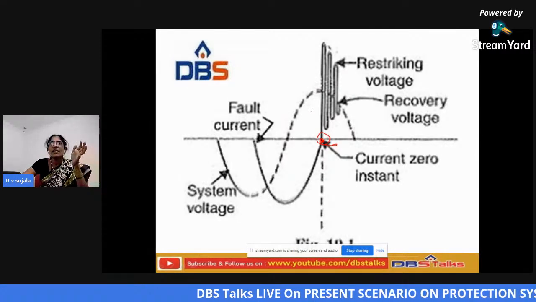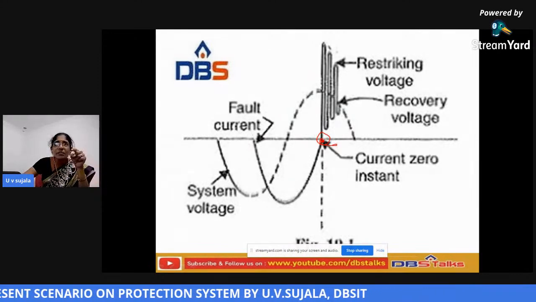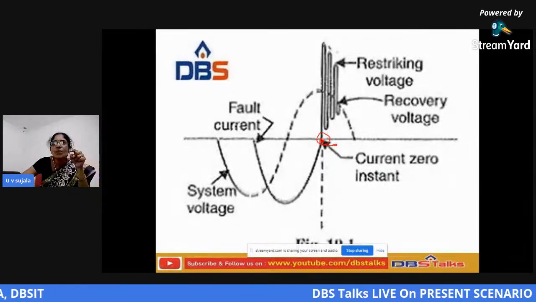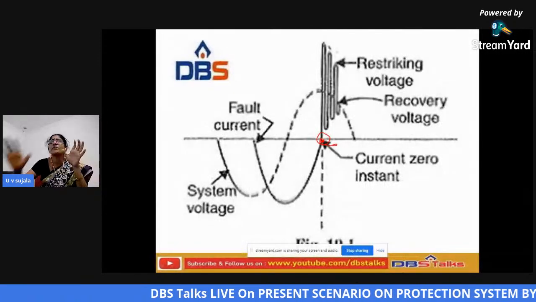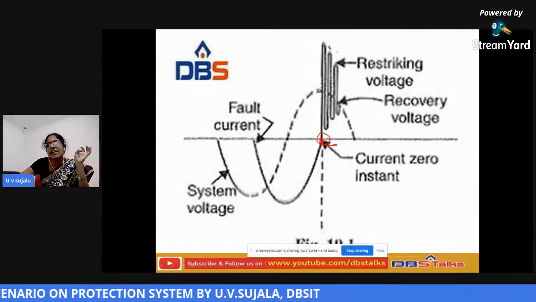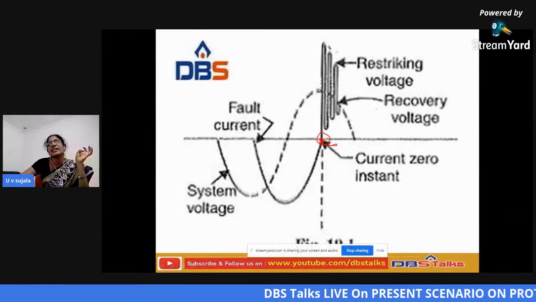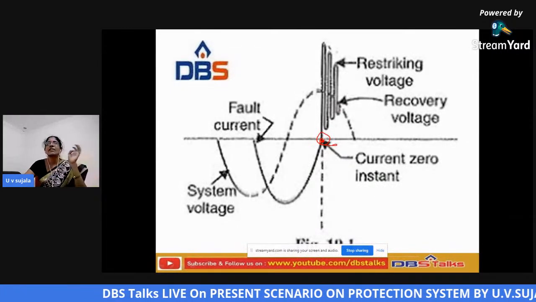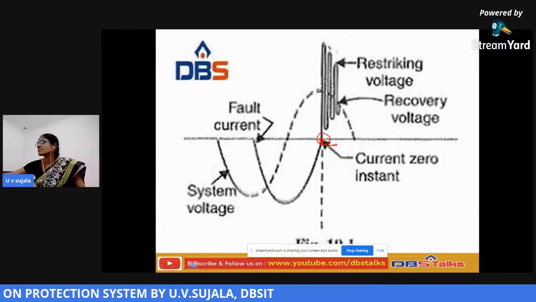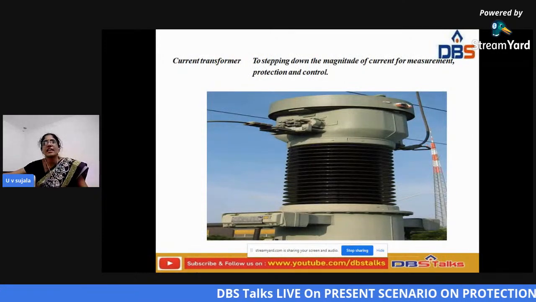So whenever the fault occurs, because it is used in AC, whenever the fault current is obtained and comes to the zero position, at that very small time we have to stop it. We have to extinguish that arc. Otherwise, again the restriking voltage will be developed. Then, after that, it comes to the recovery voltage. This is about the circuit breaker or arc extinguisher. This is the current transformer, and these are some of the parts.